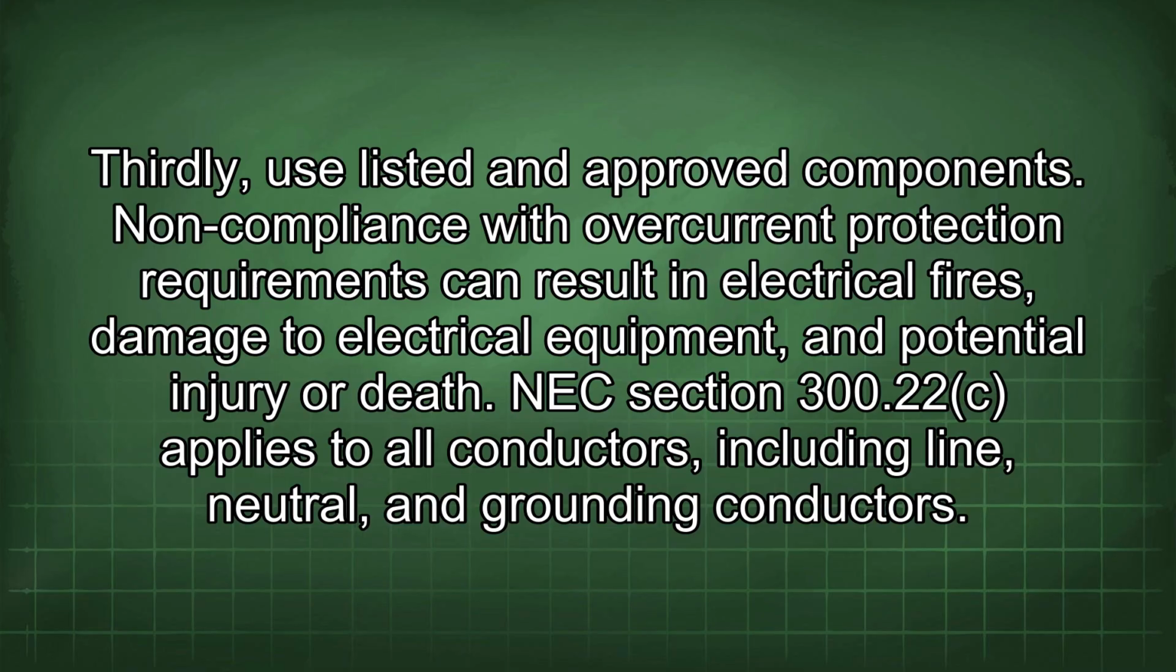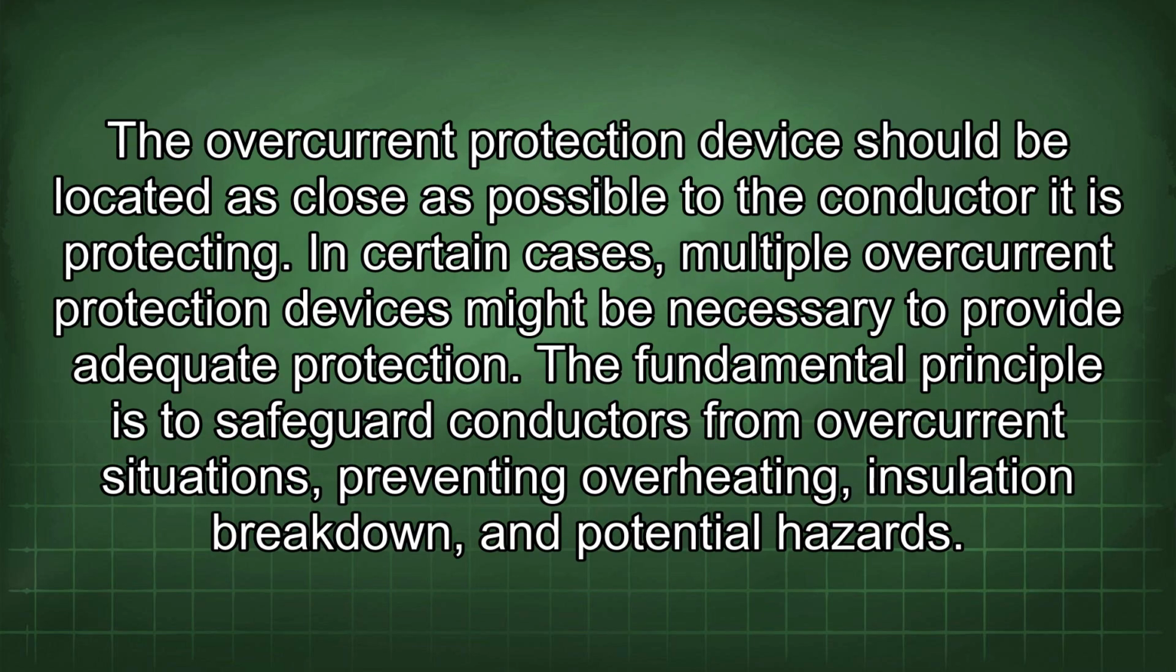NEC Section 300.22 applies to all conductors, including line, neutral, and grounding conductors. The overcurrent protection device should be located as close as possible to the conductor it is protecting. In certain cases, multiple overcurrent protection devices might be necessary to provide adequate protection. The fundamental principle is to safeguard conductors from overcurrent situations, preventing overheating, insulation breakdown, and potential hazards.